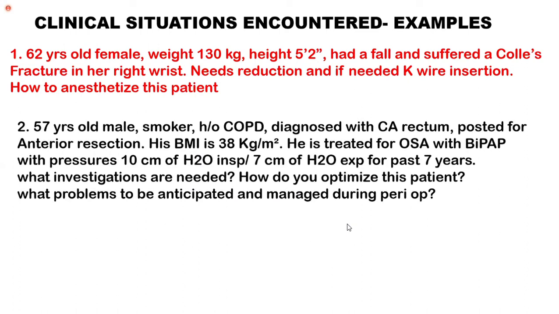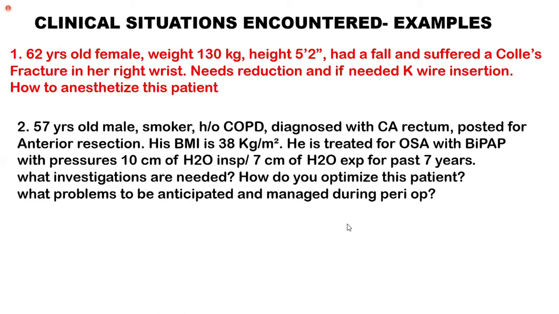The second scenario is a 57 years old male smoker, history of COPD, diagnosed with CA rectum, posted for anterior resection. His BMI is 38 kg per meter square, which is on the what grade of obesity? Grade 2, 35 to 40. He is treated for OSA with a BiPAP machine, pressures of 10 centimeters and 7 centimeters for the past 7 years. What investigations are needed? How do you optimize this patient? What problems to be anticipated and managed during perioperative period?